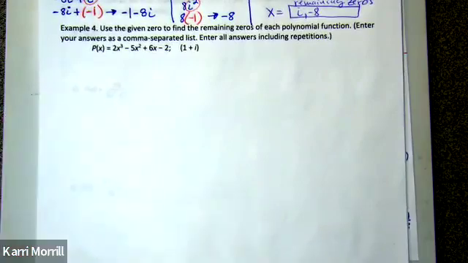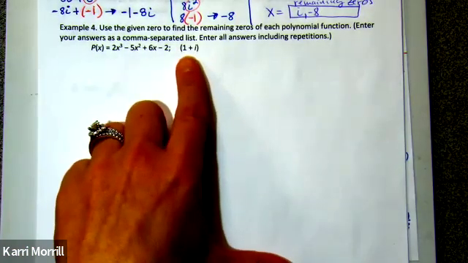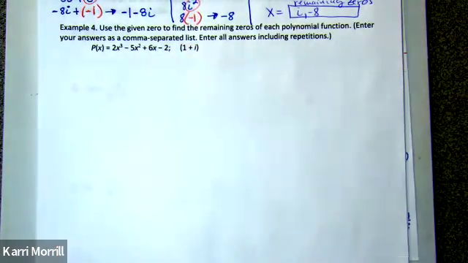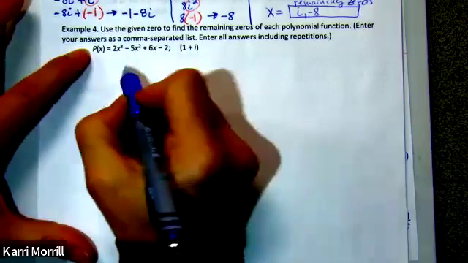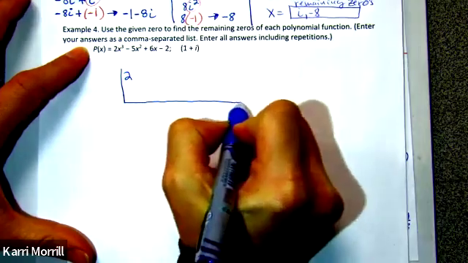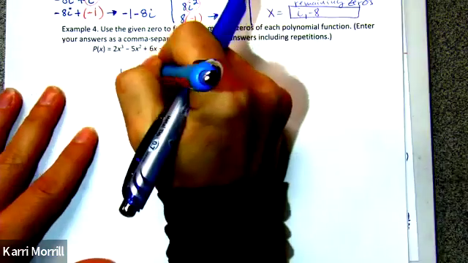So it says use the given zero to find the remaining zeros of the polynomial function. So this time they're saying the given zero is this binomial, this complex number. So we're gonna write, remember to leave spaces, right? Because you're gonna have a couple things happening. So I like to leave a space.